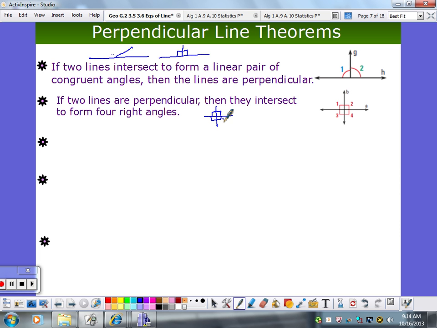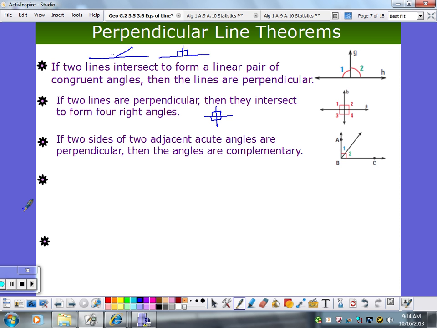So, okay, great. If 2 sides of 2 adjacent acute angles are perpendicular, then the angles are complementary. Remember, adjacent means next to, they share a side, right? So you've got 2 adjacent angles, and they're both acute. If they are perpendicular to 2 other sides, what else can they be but complementary? They would have to be. Because since these are perpendicular, they're 90 degrees, and then it looks like we've got a little angle addition postulate.